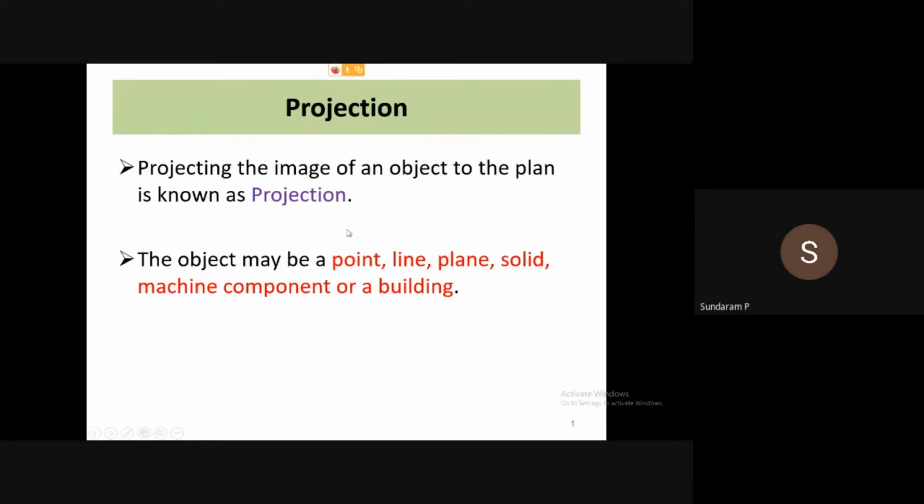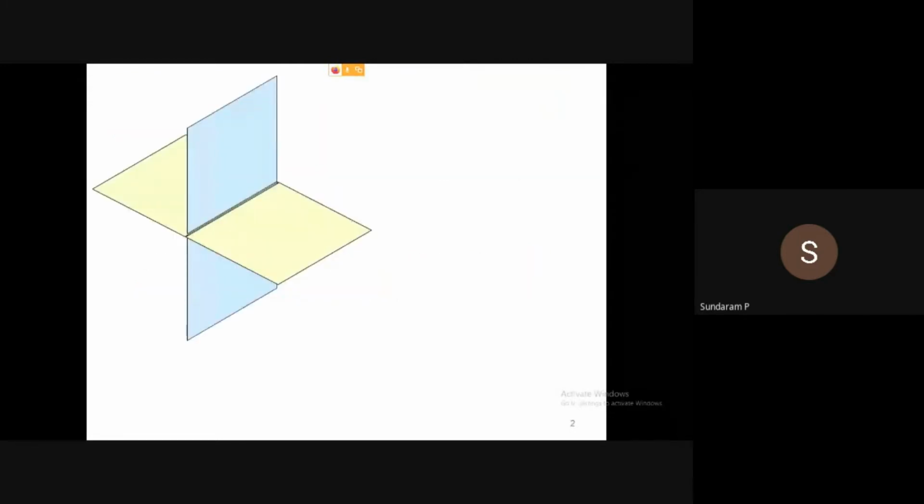The object may be a point or a line or a plane, or it may be any solid, any machine component or a building. The object may be anything, any product. So to project the image of the object, as already told, we are considering imaginary planes.